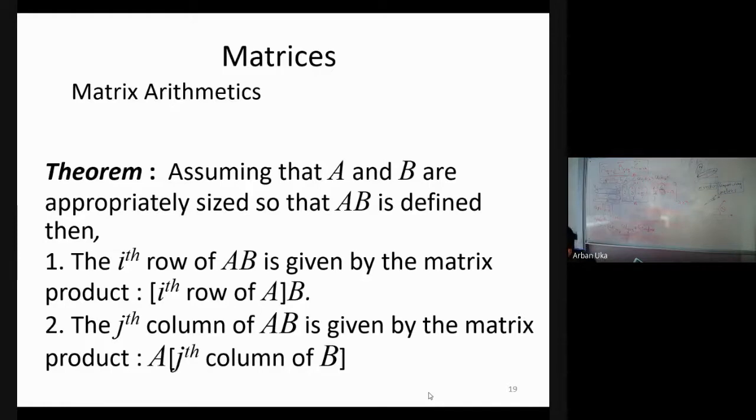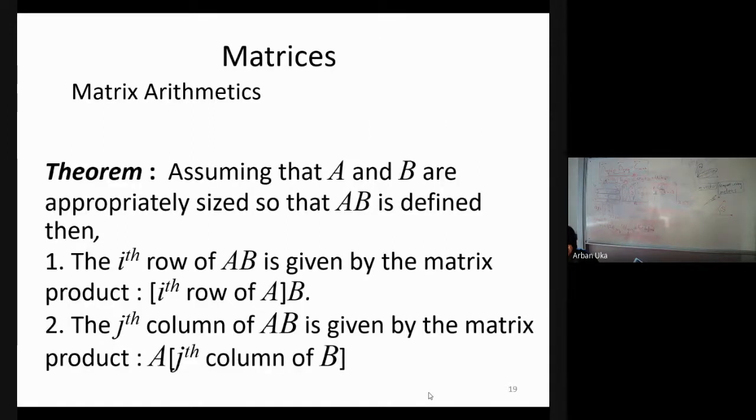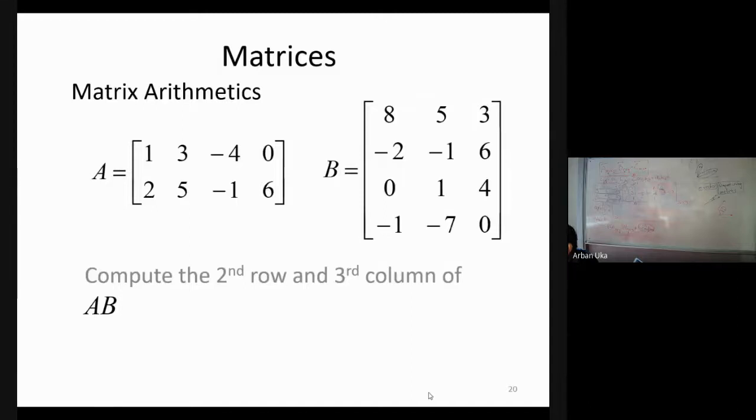C45 is the fourth row of A times the fifth column of B, right? So this is how we can read this whole slide. For example, how can we compute the second row of AB? We get the second row of A, we multiply with the whole B. That's how we do it. Similarly, to get the third column of AB, we multiply the whole A with the third column of B. Okay? And we get the indications of how to do that in this slide, and we apply it here.